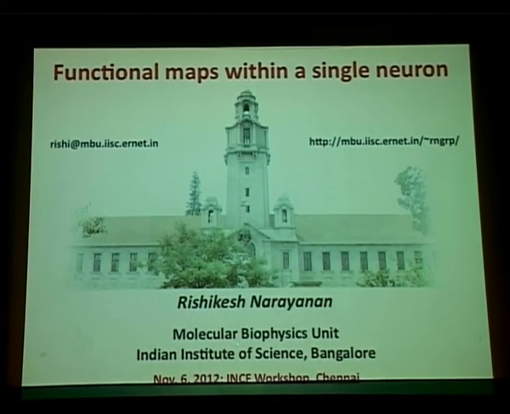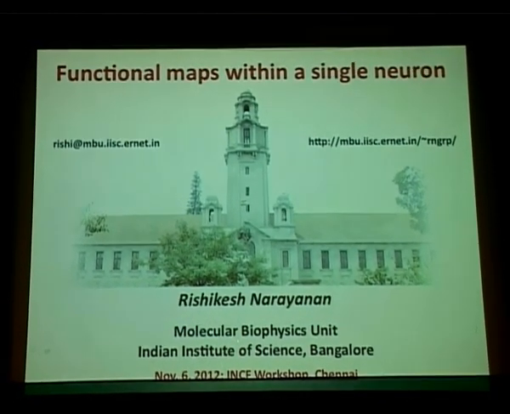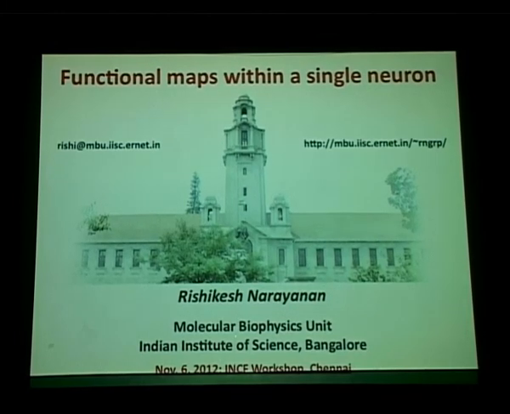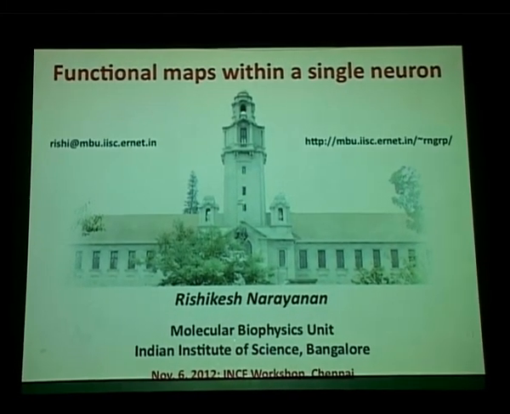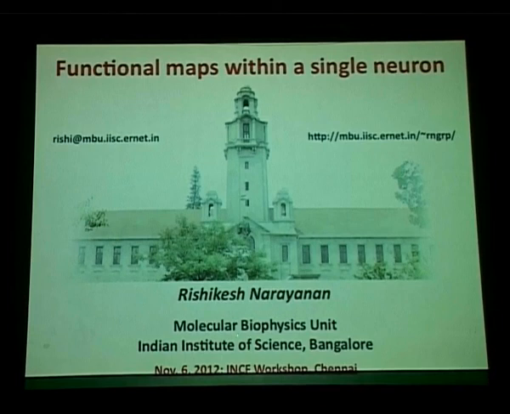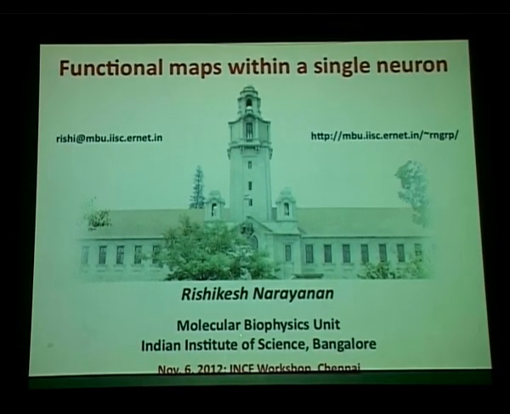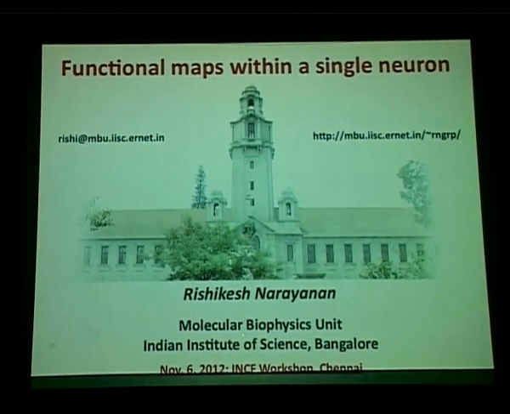Right. So let's start there, and I think the topic has nothing to do with either the sensory side of it or the motor side of it. So that's the good thing to start with, as it were. Right. So we'll start with it. I say functional maps within a single neuron. So it is imperative that I define what a map is.